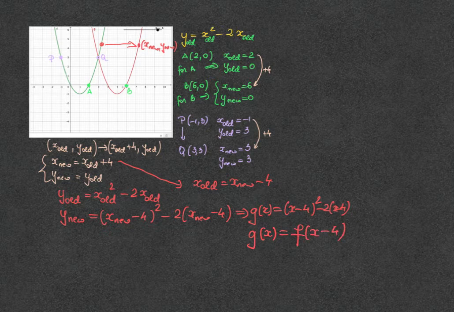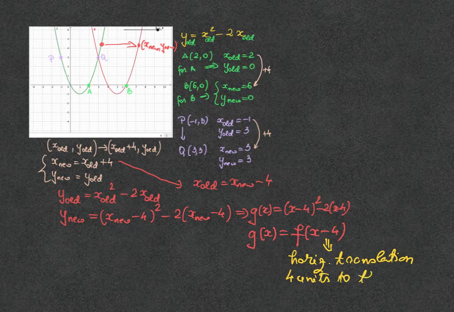And this minus 4 denotes a horizontal translation 4 units to the right.